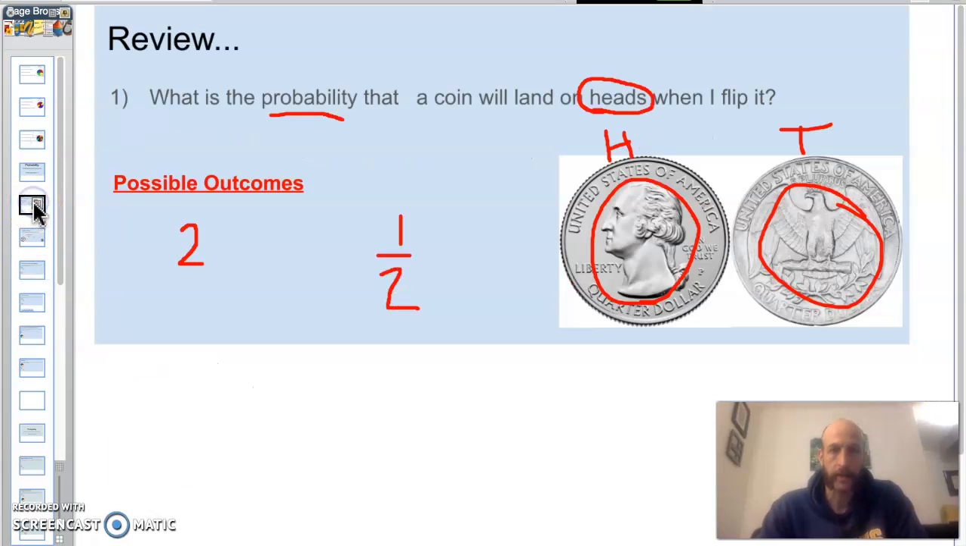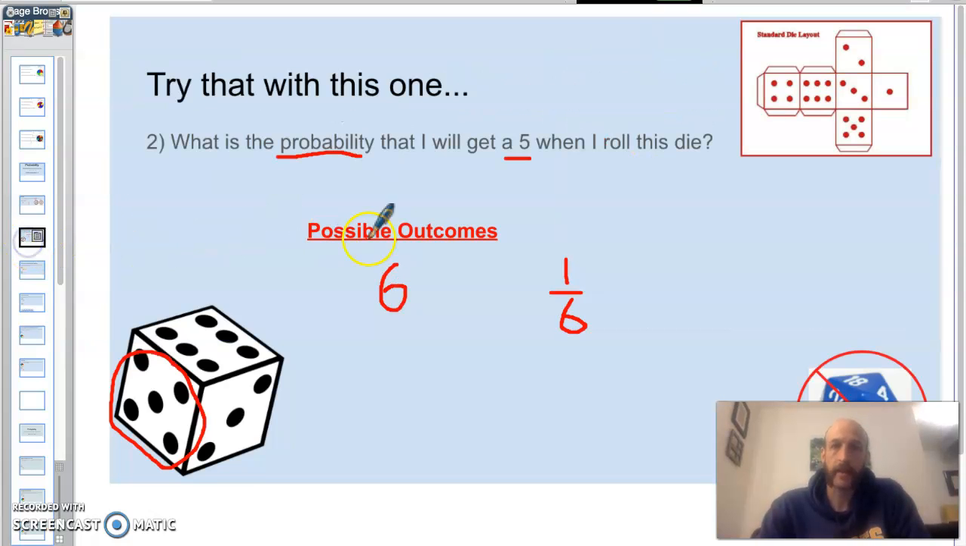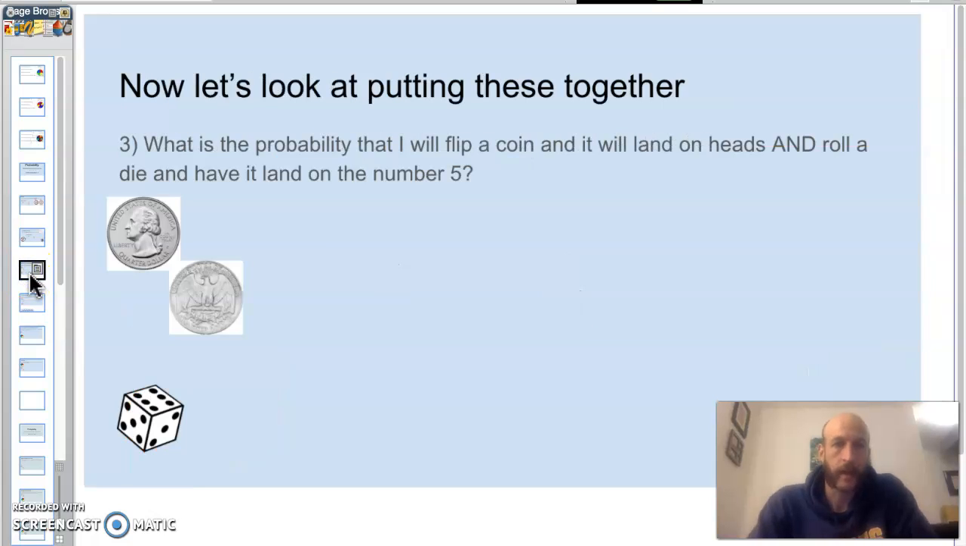So we're going to look at a question that says, what's the probability of getting a heads and then getting a 5? So we have a coin in one hand and a die in another hand, and we're going to flip it, and then we're going to roll the die, and we're going to see how that impacts the probability. So question 3 says, what is the probability that I will flip a coin and it will land on heads and roll a die and it will land on the number 5?